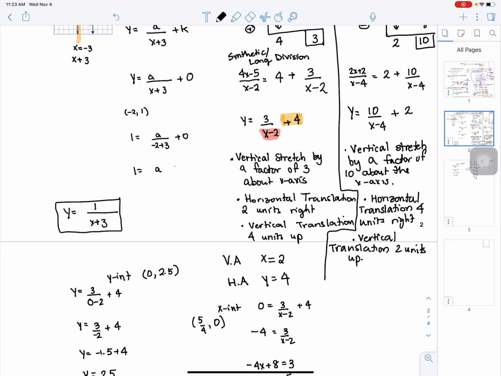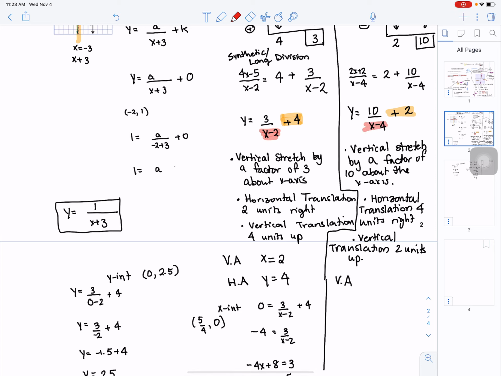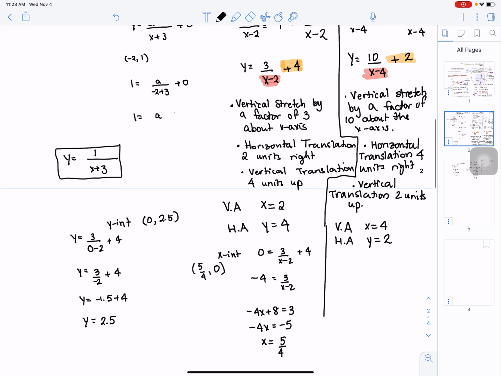Let's go ahead and write the characteristics we know. My vertical asymptote is coming from the one I'm going to highlight the same way I did on the other side, the red piece, which is x equals 4. My horizontal asymptote is coming from the k piece, which is y equals 2.